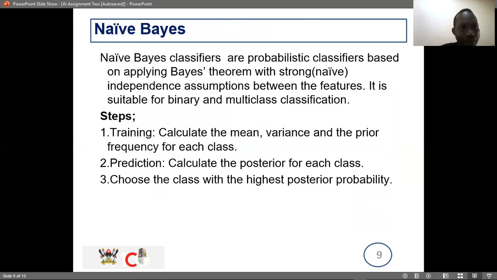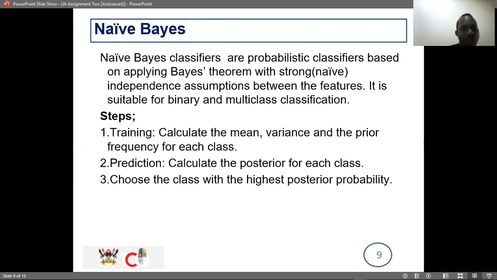So for the naive Bayes classifier, it is a probabilistic classifier based on applying Bayes' theorem, but with strong independence assumptions between the features. Meaning that naive Bayes basically works on mutually independent events, but as we saw earlier in the Bayes theorem, the events have to be dependent on each other.